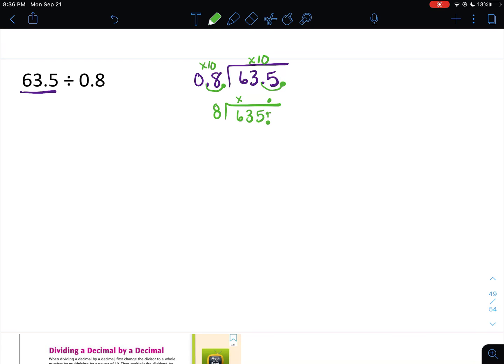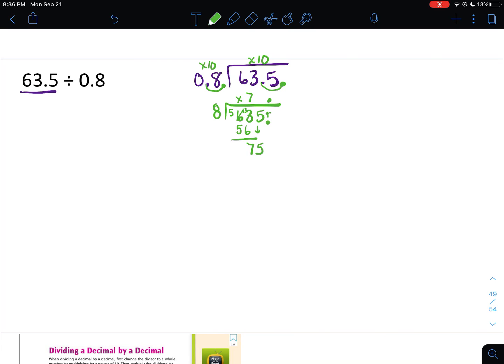So does 8 go into 6? It does not. Does 8 go into 63? It goes in 7 times, because 8 times 7 is 56. Subtract. You cannot do 3 minus 6, so we're going to borrow. This becomes a 5. 3 becomes a 13. 13 minus 6 is 7.